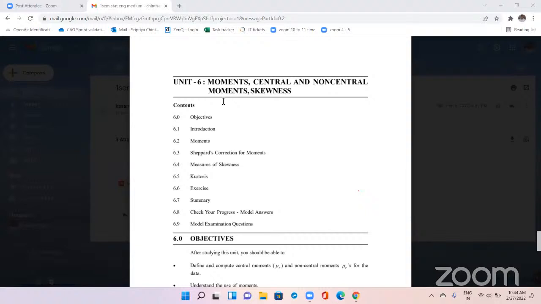Block 2, 4, 5, 6 units are there. So the last unit is 6 in block 2.